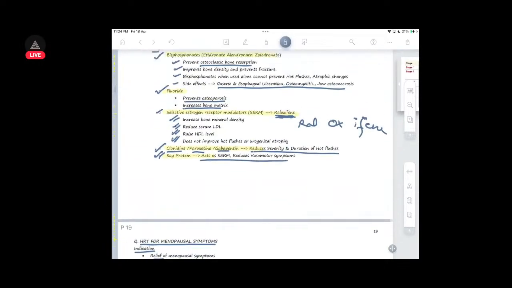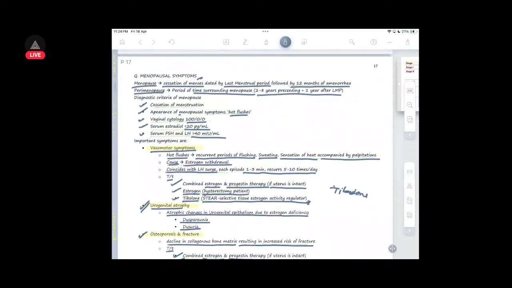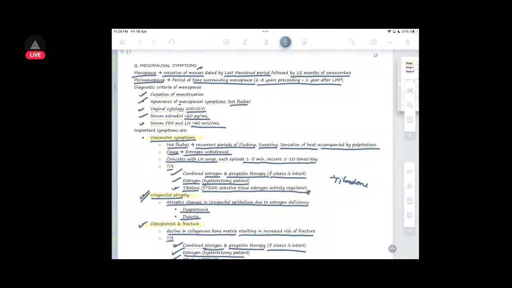In postmenopausal women, to decrease the side effects, you provide FSH, 40 milli international units, less than 20 picogram, hot flushes. Okay.